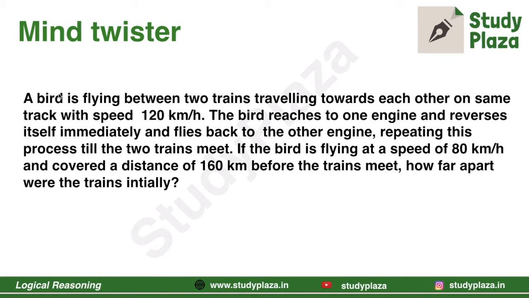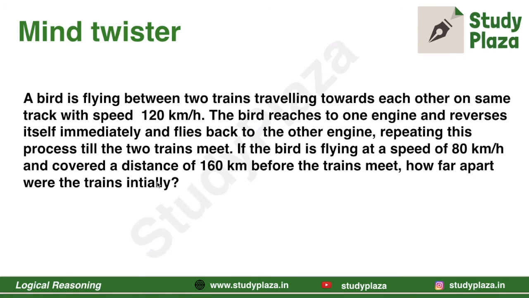Let us start with a new question. Let us first read the statement of the question: a bird is flying between two trains traveling towards each other on the same track with a speed of 120 km per hour. The bird reaches one engine and reverses itself immediately and flies back to the other engine, repeating this process till the two trains meet. If the bird is flying at a speed of 80 km per hour and covered a distance of 160 km before the trains meet, how far were the trains initially?